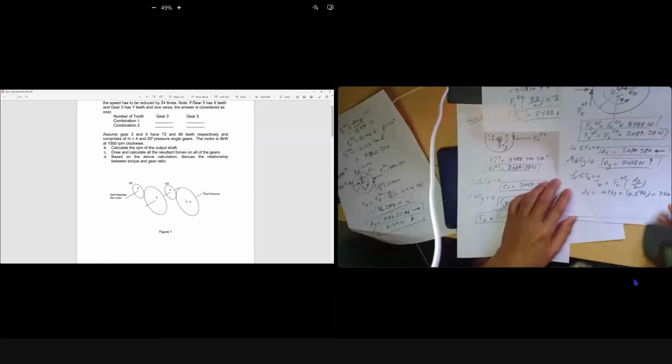So torque D is F tangent 5, 8488 Newton, times 360 over 2. Only torque at D. Siap, torque at D.